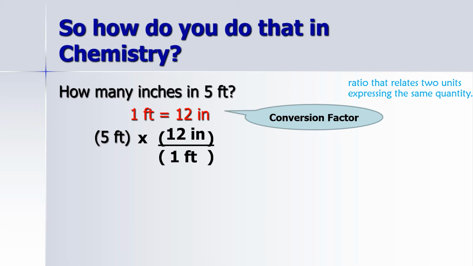What this does is that it will cancel the unit feet with the feet. And now we'll just do the simple math: 5 times 12, which is 60, divided by 1. And that gives us 60 inches, because inches is the only unit that's left. We don't have any feet left to take care of. We already canceled them. Okay, so that's how we do dimensional analysis. Same procedure, just a couple of things to take care of.